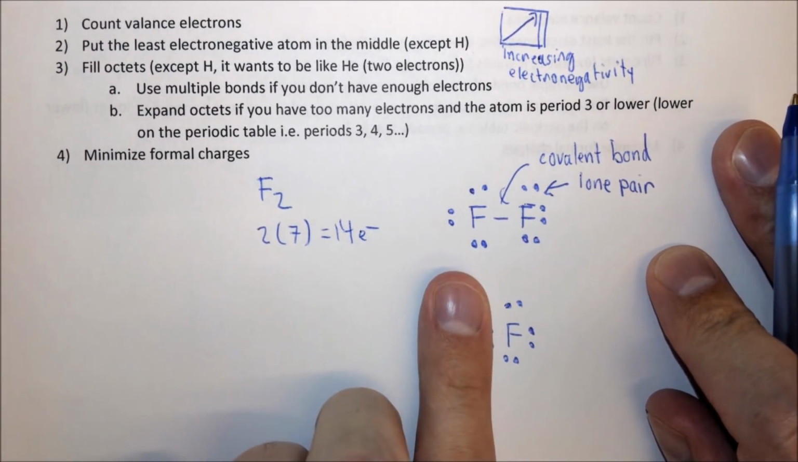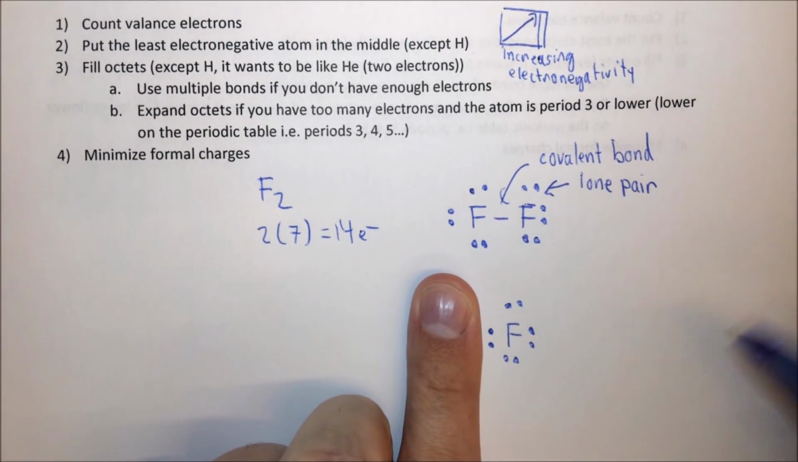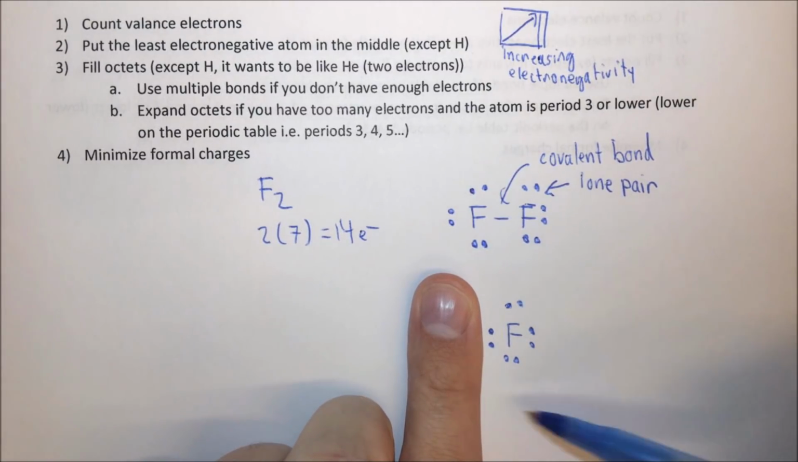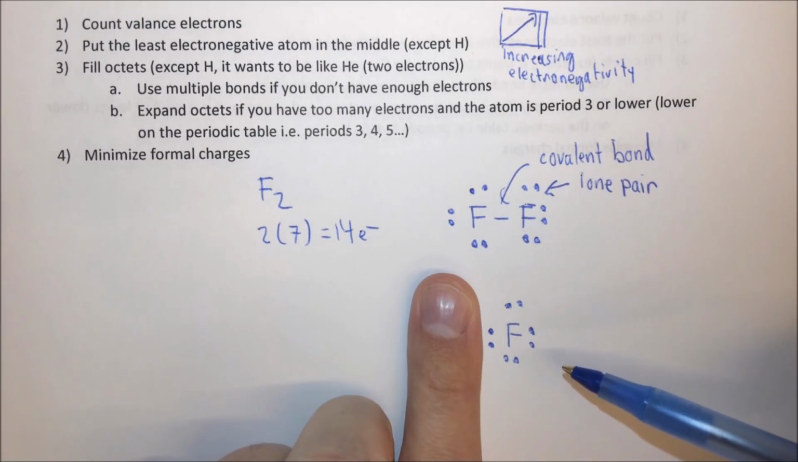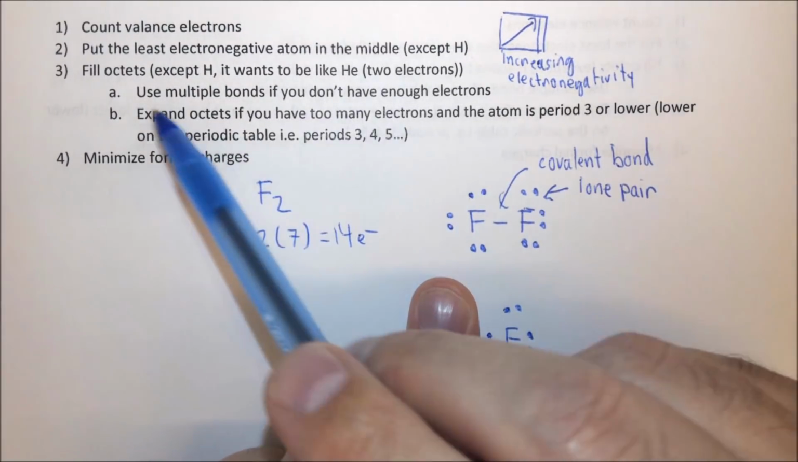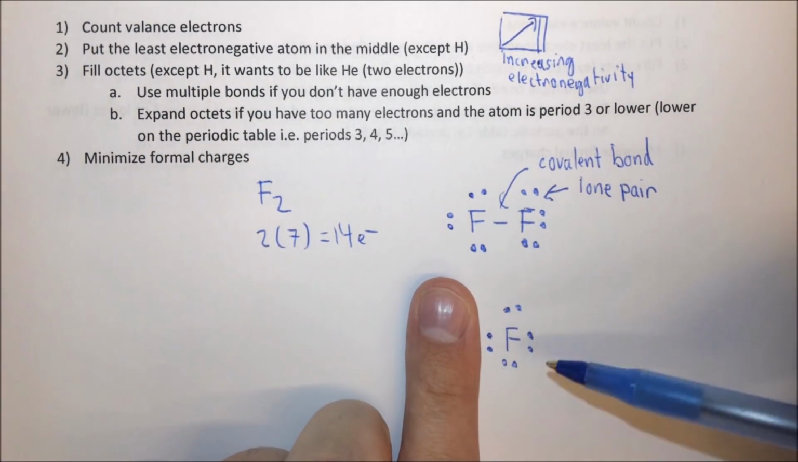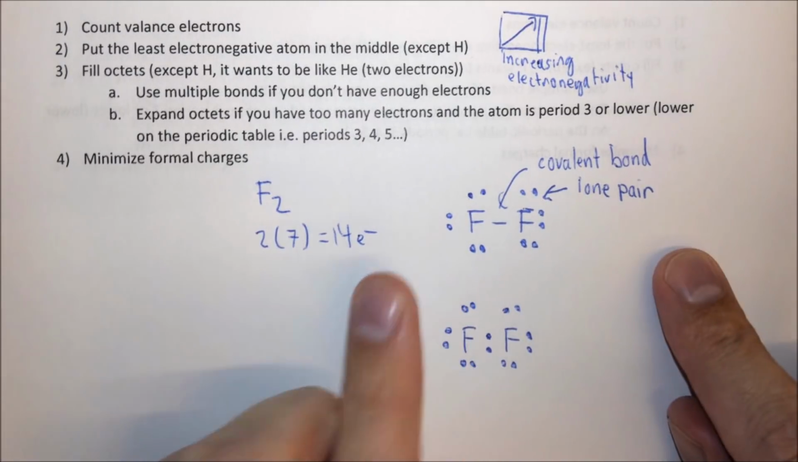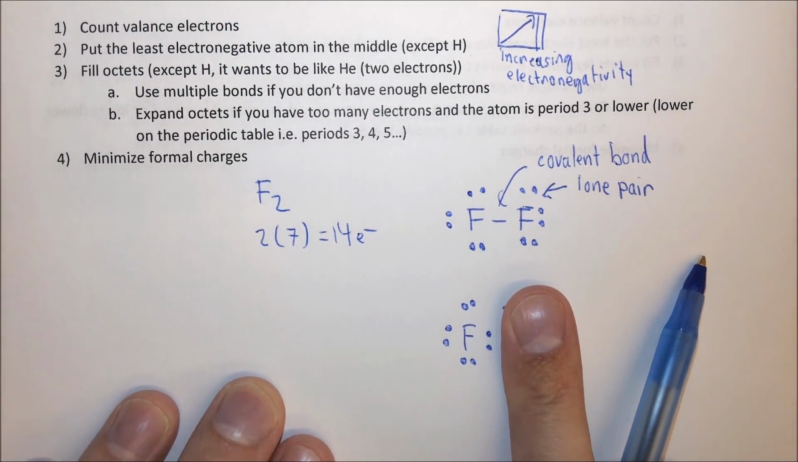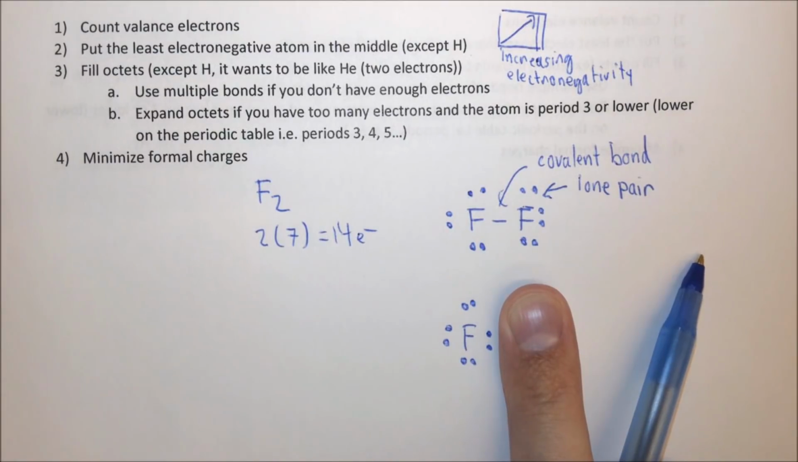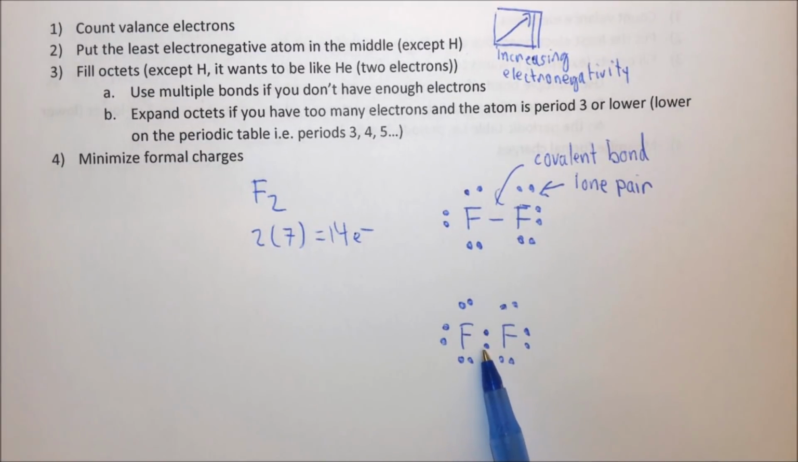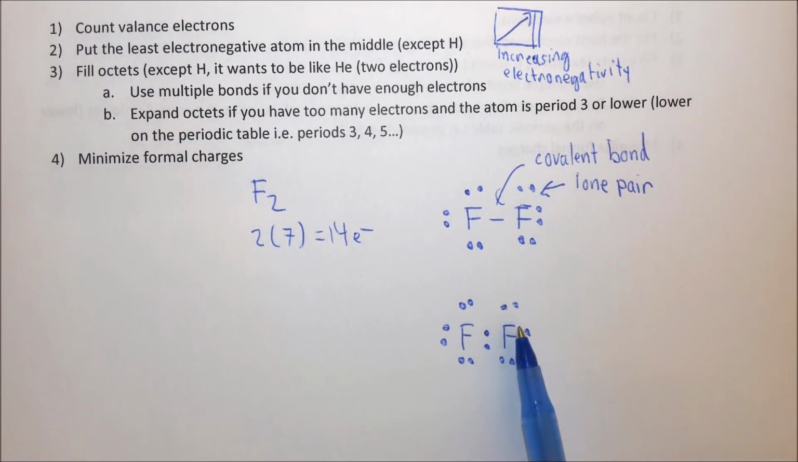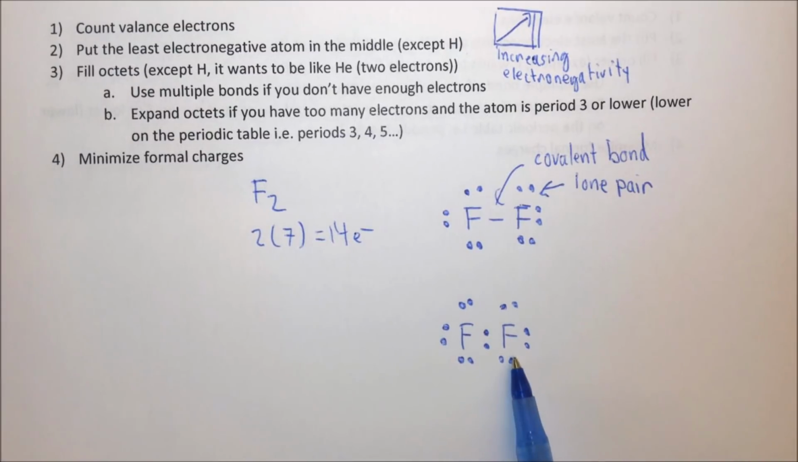If I hold my finger over this fluorine, you can see that this fluorine is noble gas-like. It has 8 electrons around it, which is why it's called the Octet Rule. So fill octets means put 8 electrons around it or make it noble gas-like. If I cover up this fluorine, you can see that this other fluorine has 8 electrons around it. So by fluorine sharing 2 electrons between them, both fluorines are now noble gas-like.